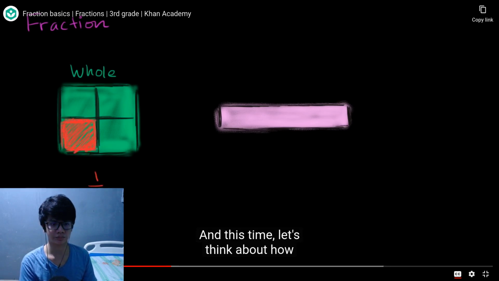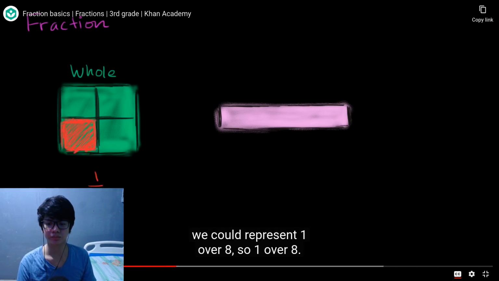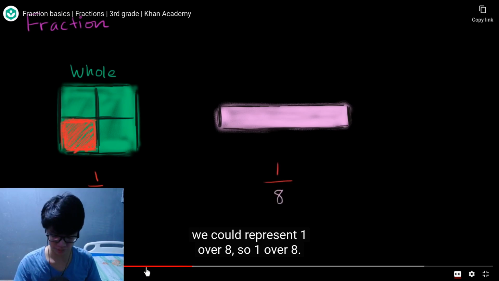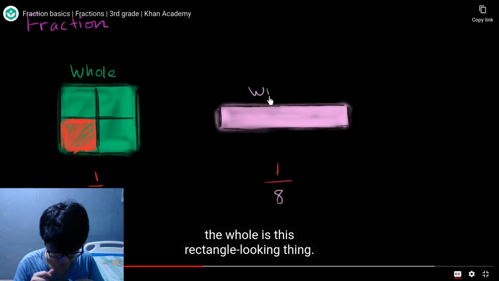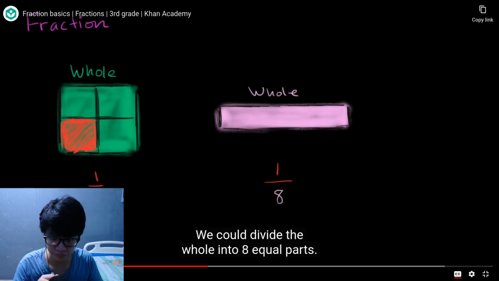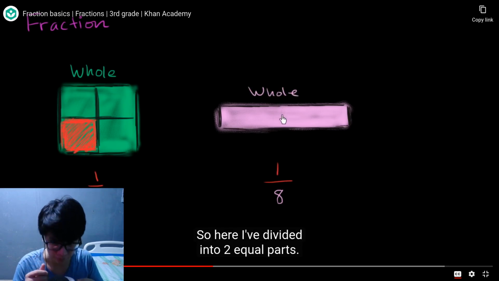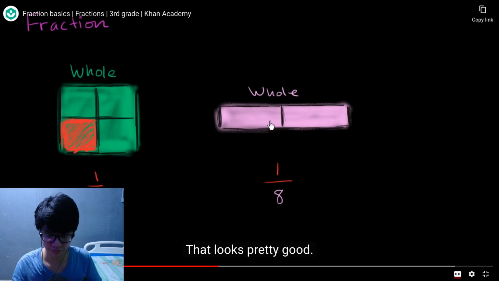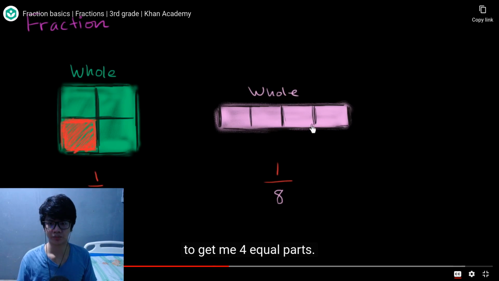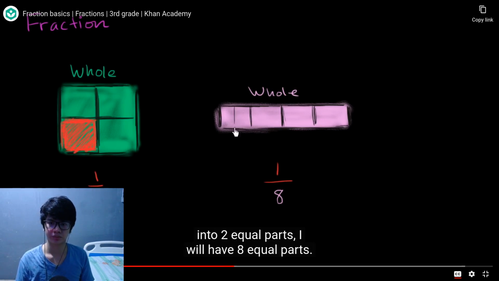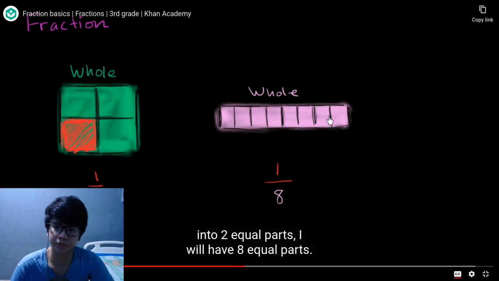Now let's do another one. And this time, let's think about how we could represent 1 over 8. So 1 over 8. Well, we could divide this whole. In this case, the whole is this rectangle looking thing. We could divide the whole into 8 equal parts. So let's do that. So here I've divided into 2 equal parts. That looks pretty good. And now I can divide each of those into 2 equal parts to get me 4 equal parts. And then if I were to divide each of those into 2 equal parts, I will have 8 equal parts.